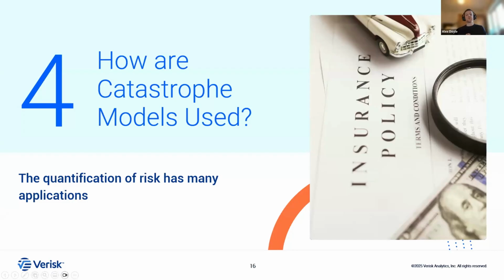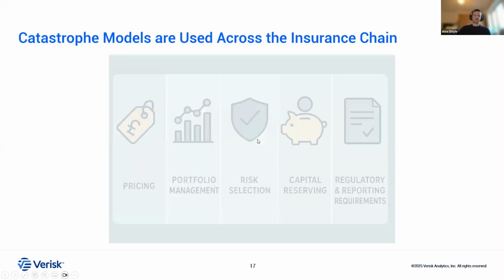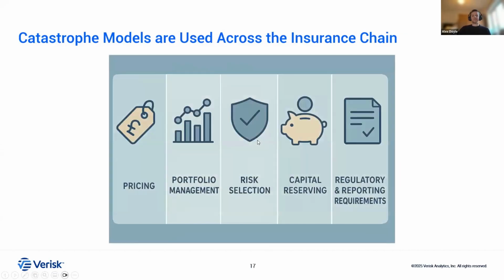Okay, so now we know why cat models are useful. We know what they are, and we know a bit about how we build them and are looking to build them into the future. So let's end this presentation by discussing some real-world examples of how cat models are used. So, as you're about to see, catastrophe models are used across the insurance chain. And there may be slightly more to this than you originally thought, right?